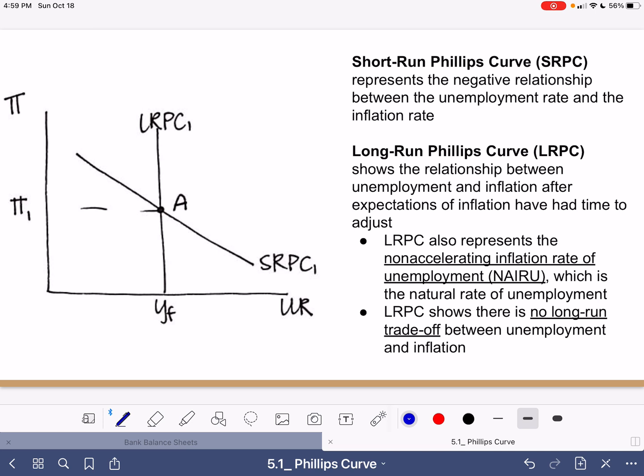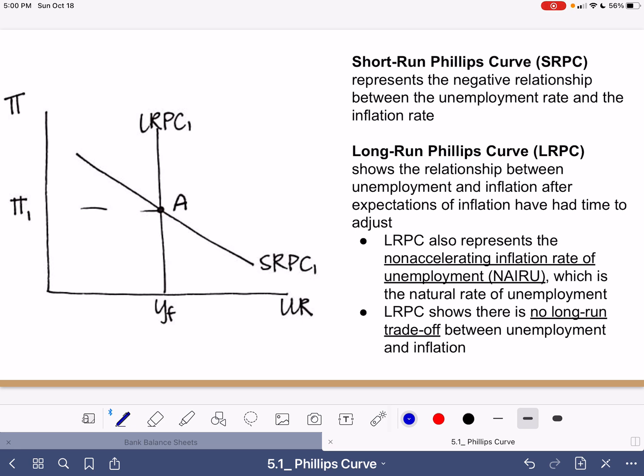So the short-run Phillips curve is this downward sloping curve, and it shows that negative relationship, that inverse relationship between the unemployment rate and the inflation rate. As we move along the short-run Phillips curve, for example, let's say we go from A to point B, we increase unemployment, but we're decreasing inflation. So showing that negative relationship that we have. Same thing if we move up the short-run Phillips curve, we go from A to B, we've decreased unemployment, but increased inflation. Again, showing that negative relationship between inflation and unemployment.